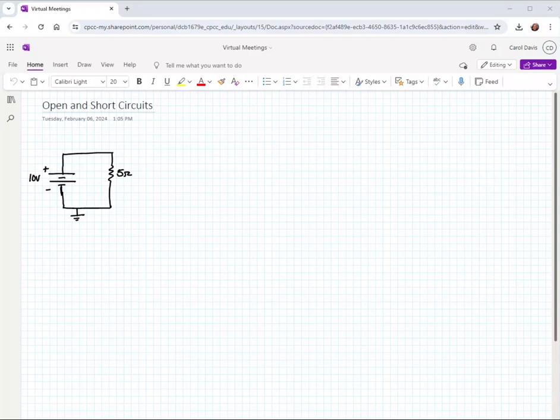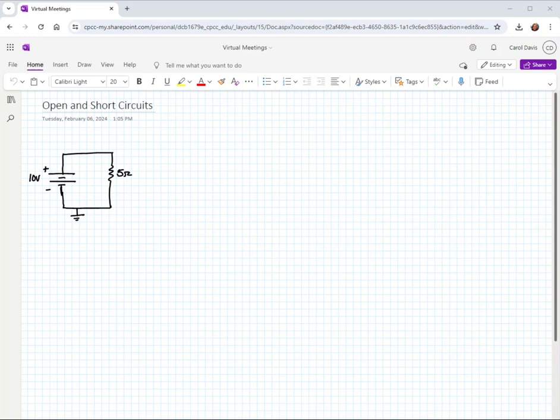Hi, I wanted to do a little review of open and short circuits. I think several of you had some issues with that on the previous test. So I wanted to go over that again, and I'm going to start fairly simple and move toward a more complex explanation of open and short circuits.